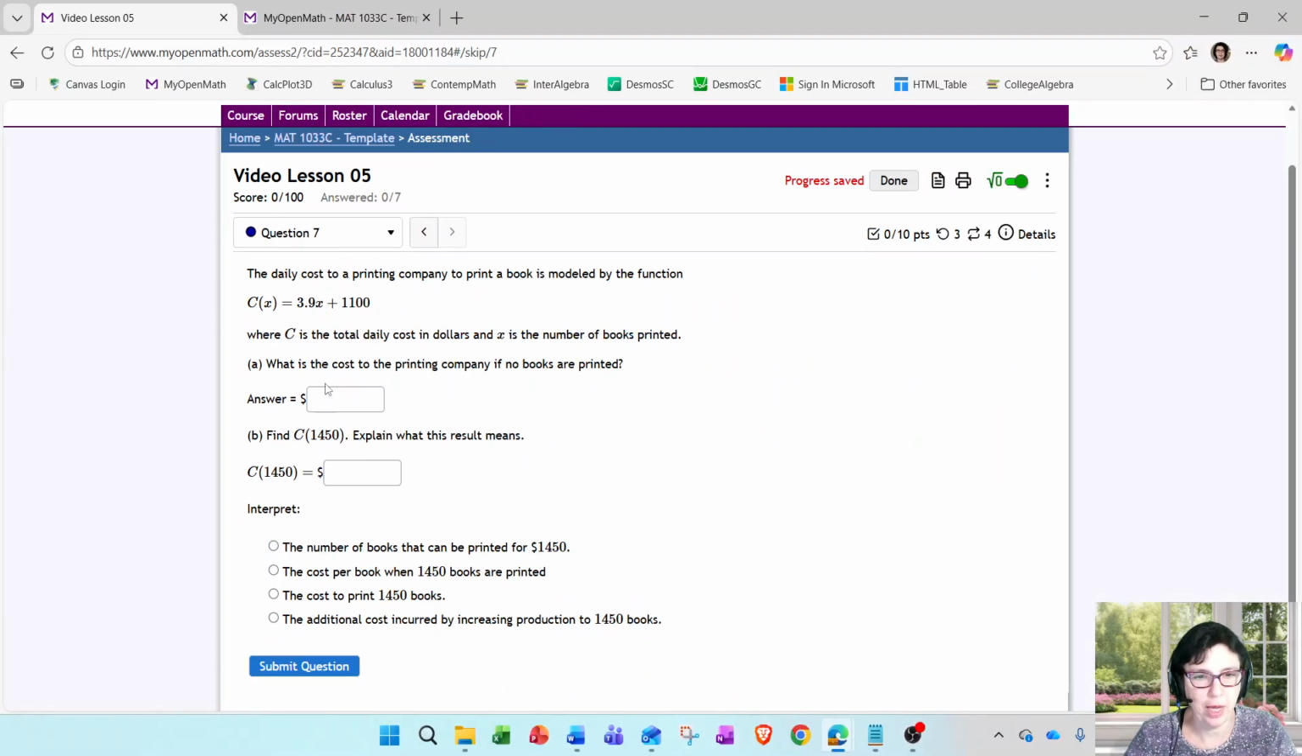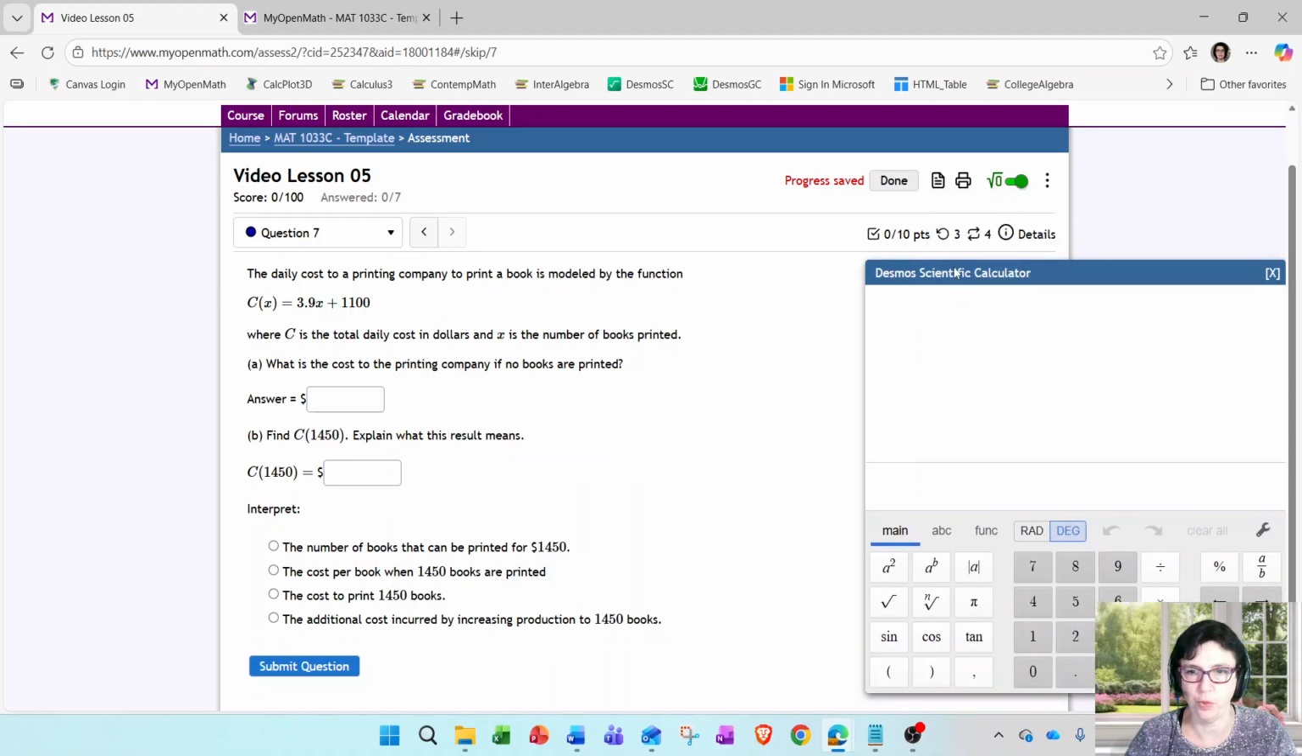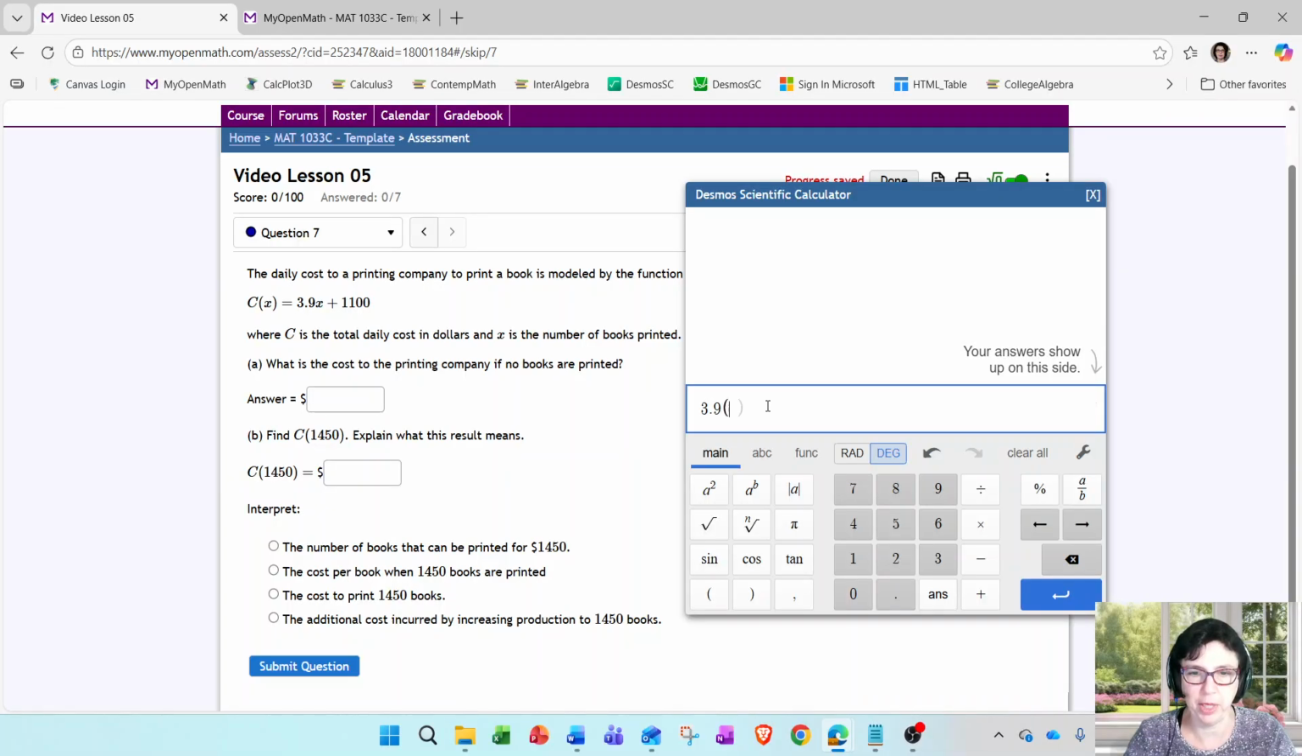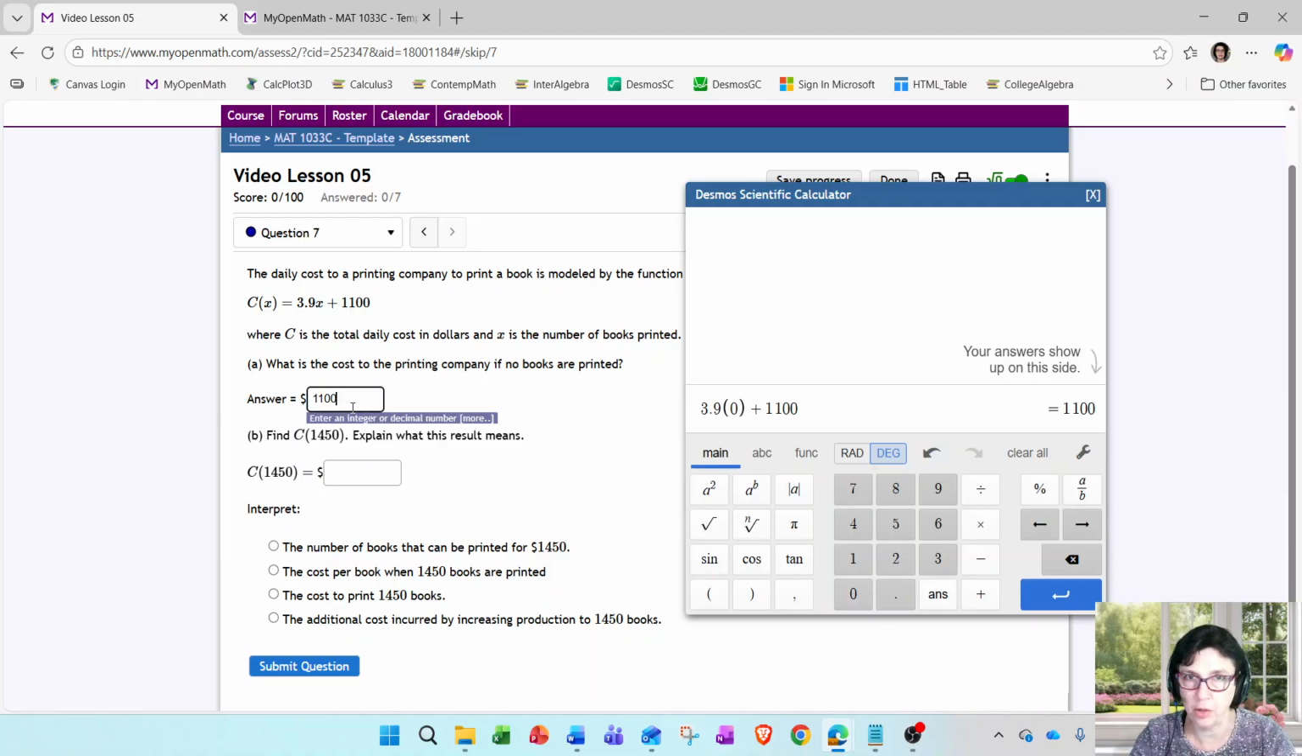Okay, so let's take a look at the first part. The first part says, what's the cost if there are no books printed? So if there are no books printed, that means 0 books are printed. So we just need to plug in 0 into the function definition. So we're going to take 3.9, we're going to replace the unknown with parentheses, right? And then we're going to add 1100. And inside the parentheses, we're going to stick what X value we want. Well, if it's no books, that's 0 books, so 0 goes here. And no surprise, you still have to pay that 1100 no matter how many books you're printing, including 0.